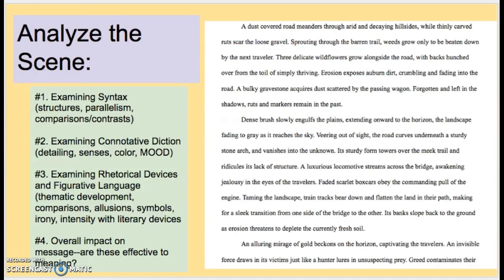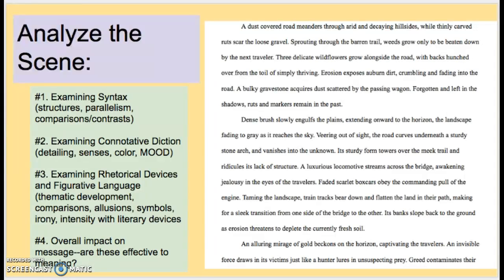Another powerful dominant impression of place is the one here. A dust-covered road meanders through arid and decaying hillsides, while thinly carved ruts scar the loose gravel. Sprouting through the barren trail, weeds grow only to be beaten down by the next traveler. Three delicate wildflowers grow alongside the road, with backs hunched over from the toil of simply thriving. Erosion exposes auburn dirt, crumbling and fading into the road. A bulky gravestone acquires dust scattered by the passing wagon. Forgotten and left in the shadows, ruts and markers remain in the past.